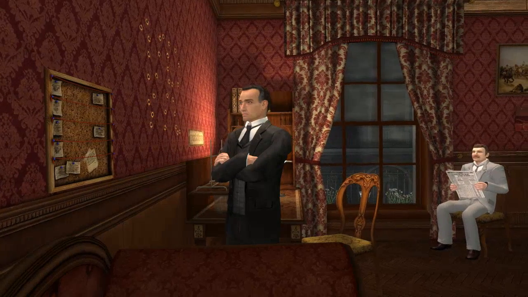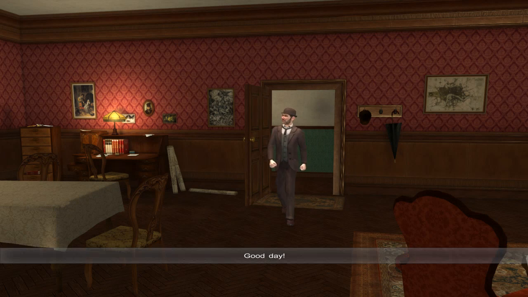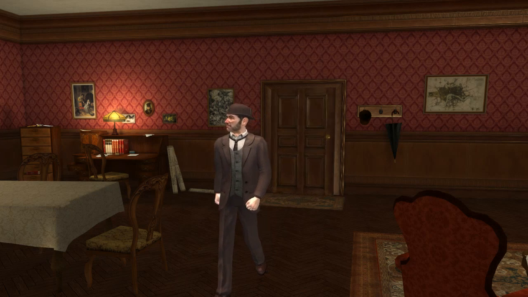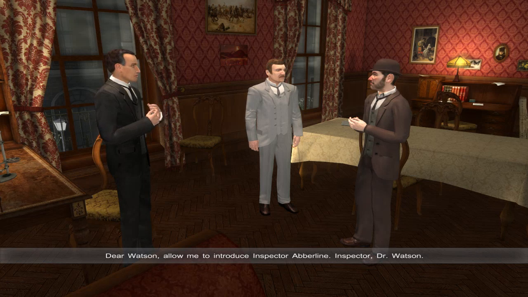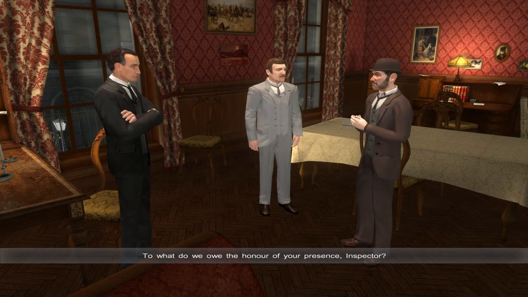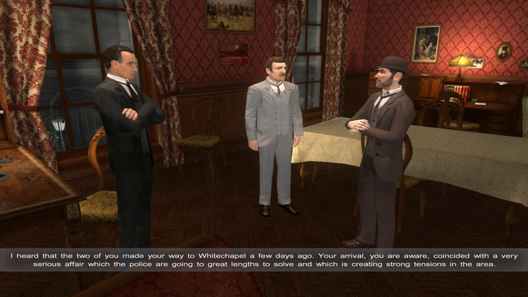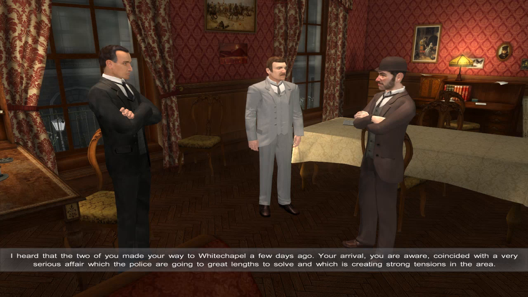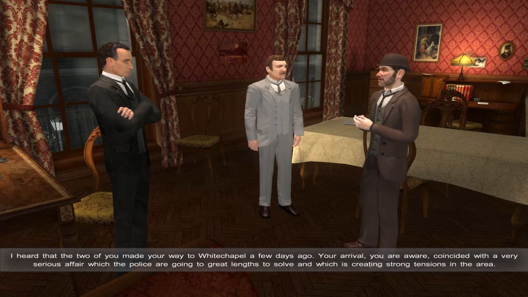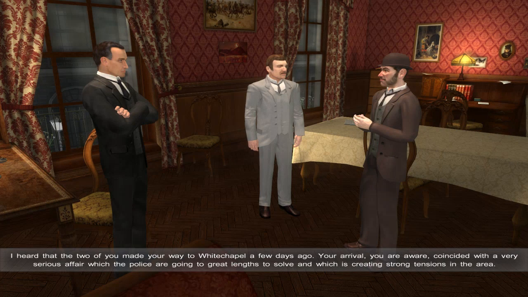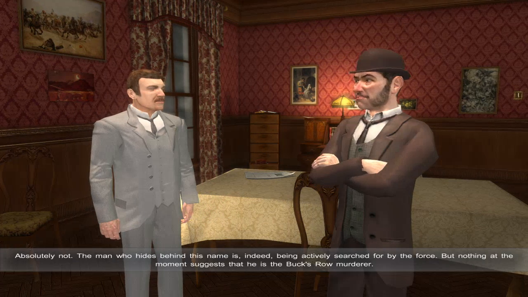Pardon? Enter, Inspector. Good day. Dear Watson, allow me to introduce Inspector Aberline. Inspector, Dr. Watson. To what do we owe the honour of your presence, Inspector? I heard that the two of you made your way to Whitechapel a few days ago. Your arrival, you are aware, coincides with a very serious affair which our police service is going to great lengths to solve and which is creating strong tensions in the area. Pardon me, but haven't you arrested someone? A certain Leather Apron? Absolutely not.